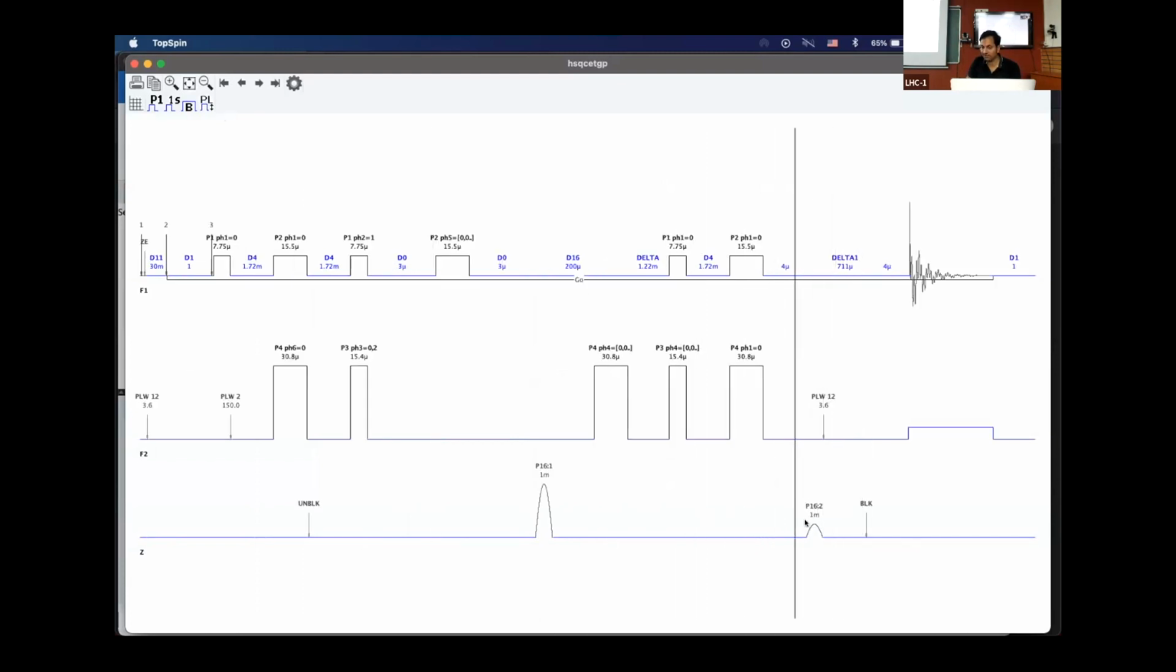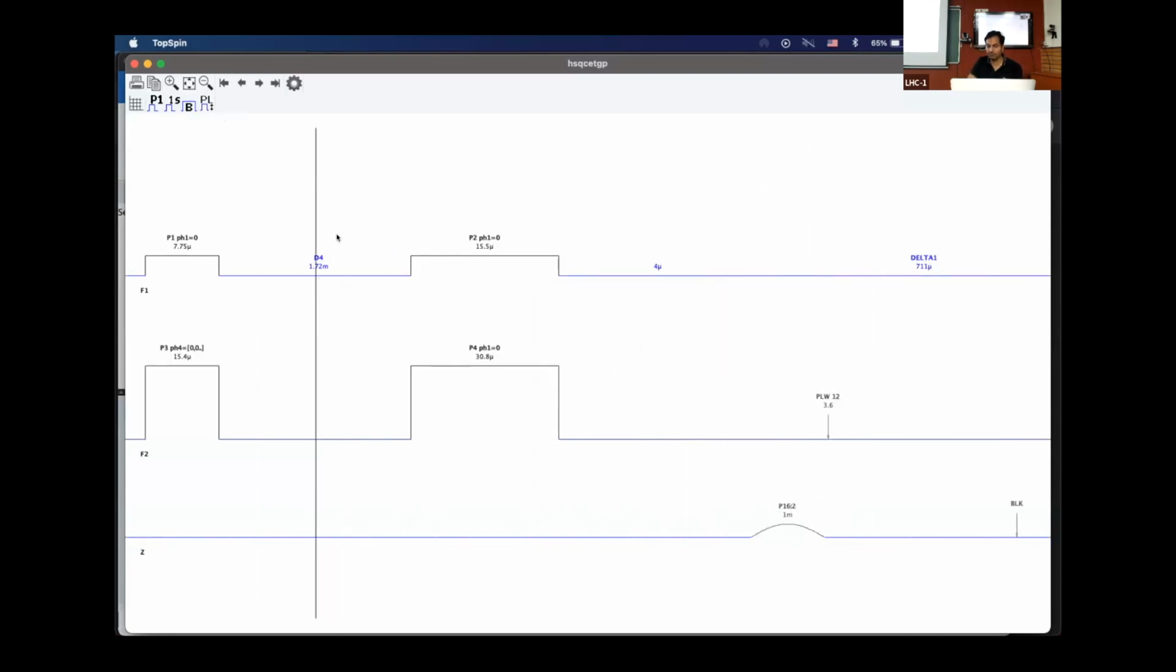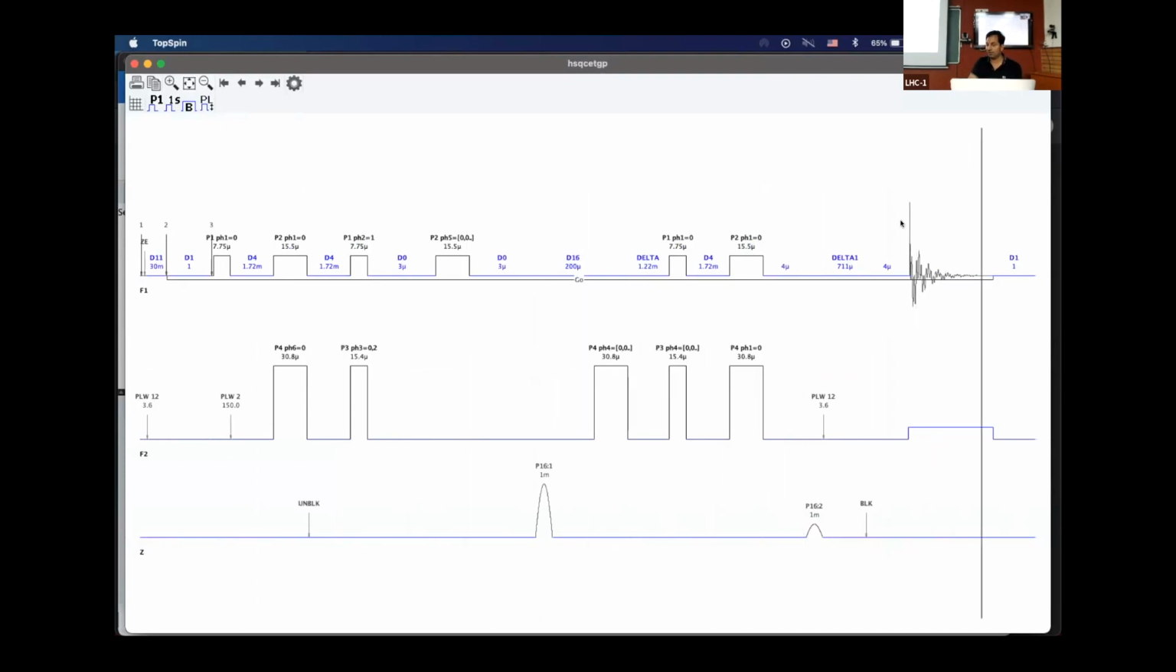It's adjusted for this pulse, but don't worry about it. The total time from here to here will be properly matched to 1.72 milliseconds, 1 millisecond plus 711 microseconds. And then what you end up doing is to acquire the FID and you decouple the carbon. So this is what we learned. This is how the pulse program looks.